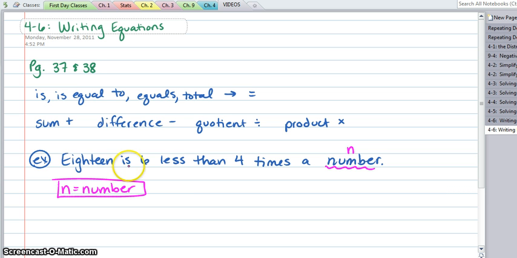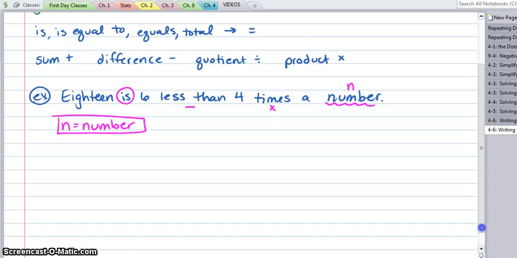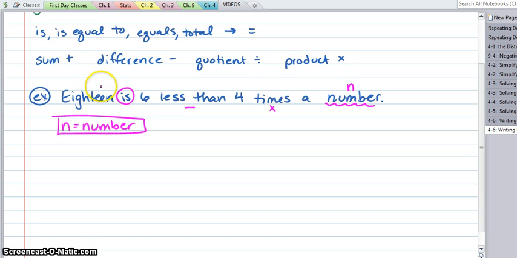Then we have a couple of other things here. We see the word is. I see 4 times. That means multiplication. I see less than, which is subtraction, and I have some numbers. So let me just start with 18 is. 18 is equal to. There's my equal sign right there. So 6 less than. Let's focus on this.